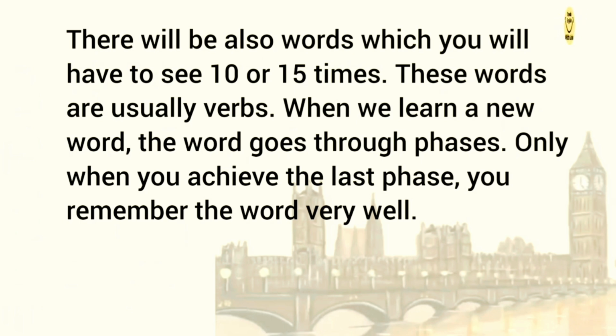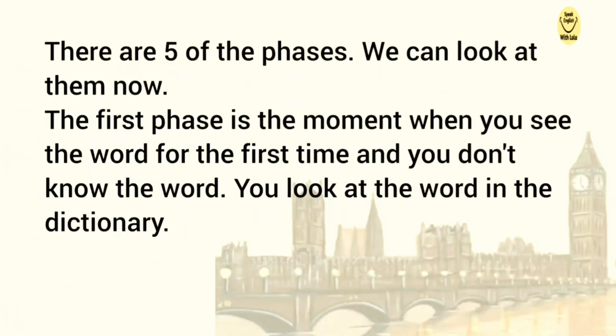When we learn a new word, the word goes through phases. Only when you achieve the last phase, you remember the word very well. There are 5 phases. We can look at them now. The first phase is the moment when you see the word for the first time and you don't know the word. You look at the word in the dictionary.